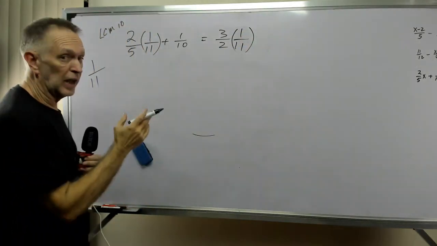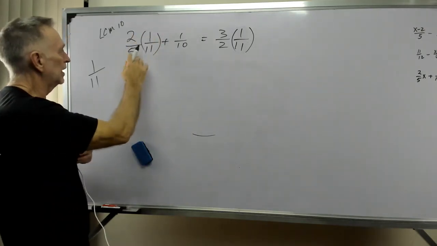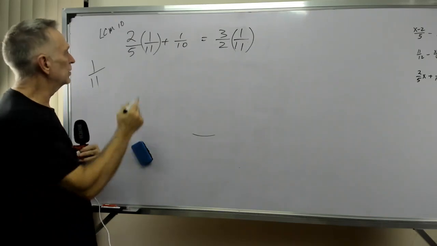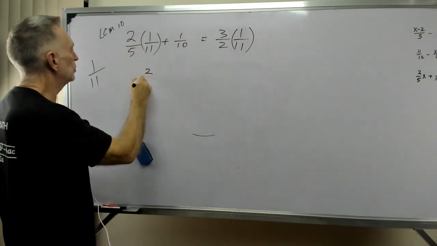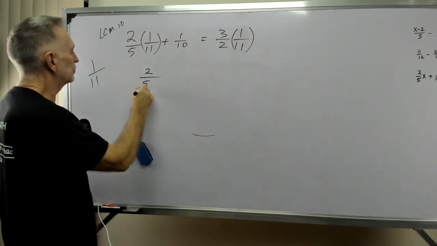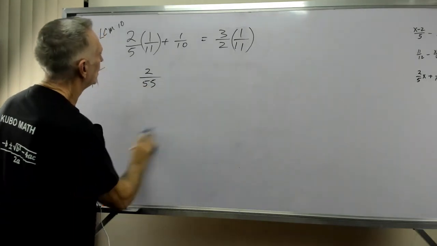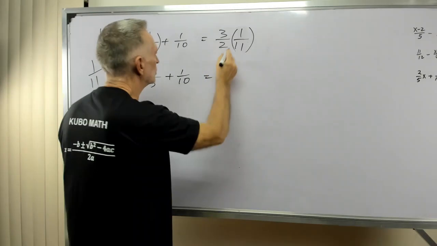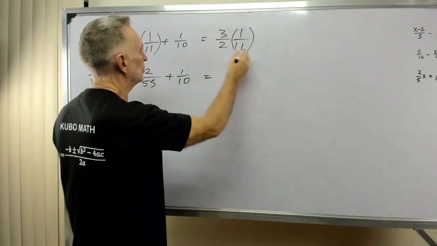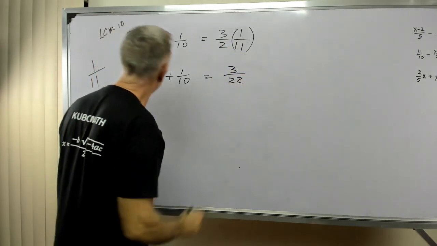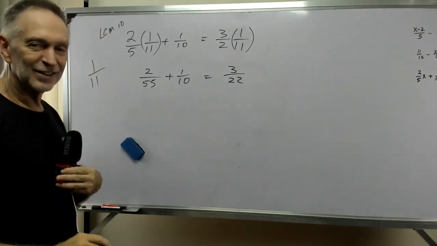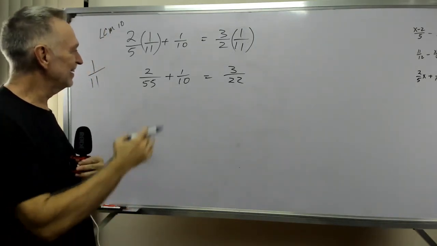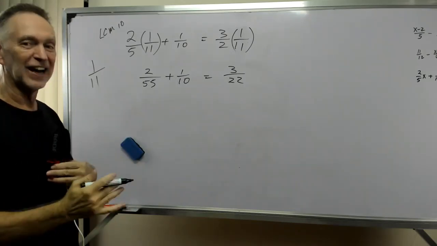So when we have fractions, and you're multiplying, I'm multiplying numerators and then multiplying denominators. 2 times 1 is 2. 5 times 11 is 55. Plus 1 over 10 equals 3 times 1 is 3. 2 times 11 is 22. What the heck is going on? All right, I have a 10, a 22, and a 55.